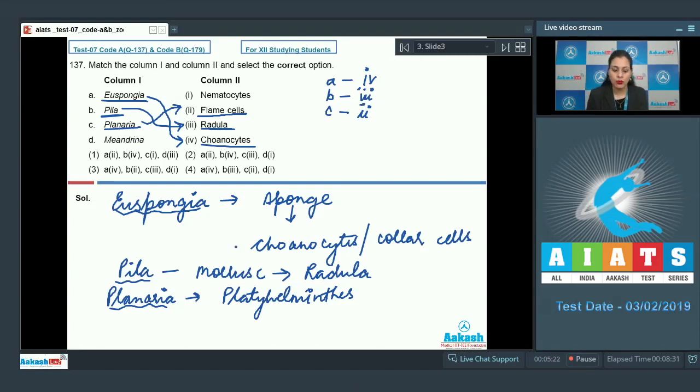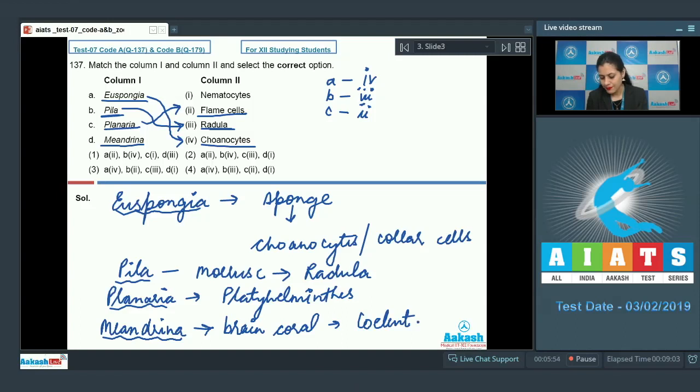The next option given in column 1 is Meandrina. Meandrina, which is commonly known as brain coral, belongs to the phylum Coelenterata, and it is characterized by the presence of cells known as cnidoblasts. And these cnidoblasts are the specialized cells present in coelenterates, which contain a stinging capsule known as nematocyst. So D in column 1 goes with 1 in column 2.